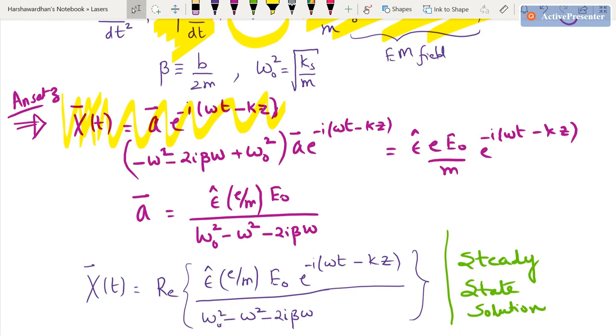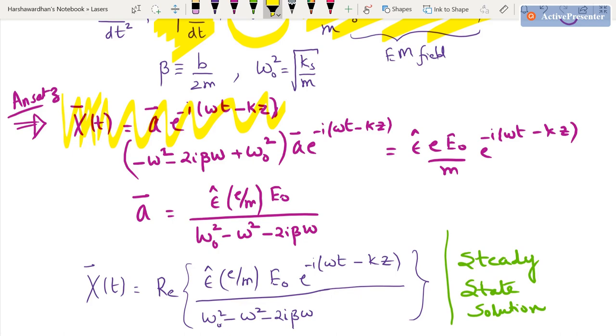And we can get the form for A to be the following. A is a vector which is along the direction of epsilon as expected. eE naught by m gives me the amplitude of that coupling. And then you have a denominator which is omega naught squared minus omega squared minus 2i beta omega. Now it's important to realize what this is. You can clearly identify for yourself the fact that at omega equal to omega naught, the denominator of A is going to be the smallest, and hence the amplitude of this oscillation which we are getting as a solution is going to be largest at omega equal to omega naught. That is the condition for resonance. So you have a driven oscillator, it has got a natural frequency which is omega naught. If my drive frequency is matching with the natural frequency, I get resonant phenomena, right?